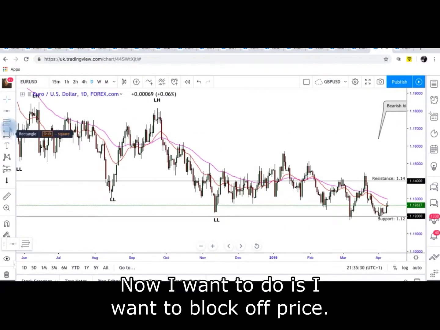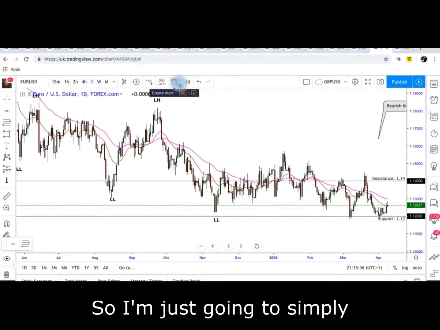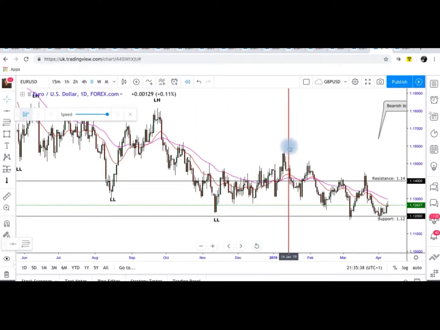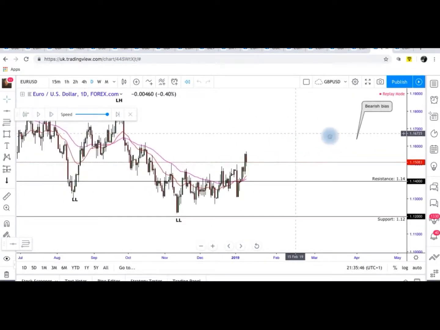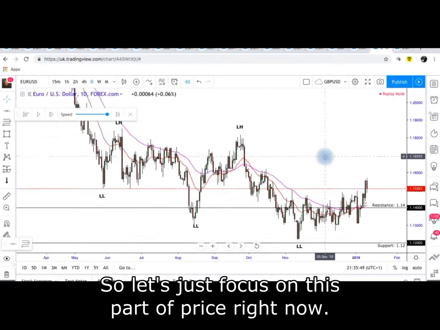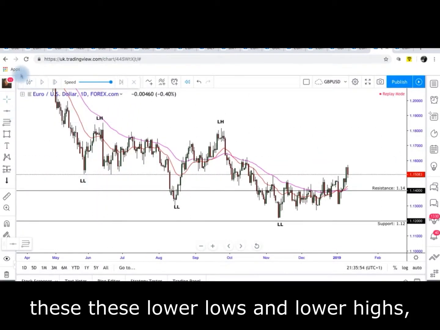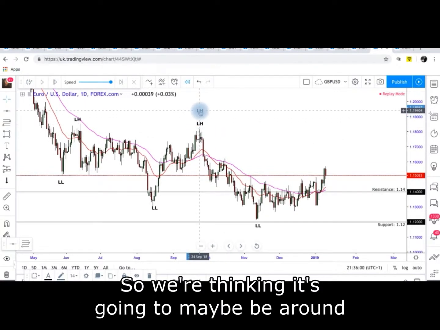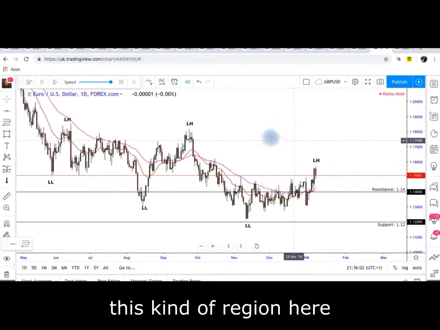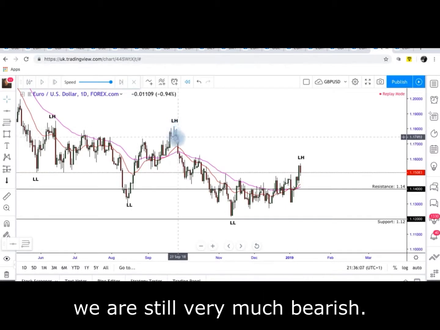Now, what I want to do is block off price so that we don't start getting tricked. So I'm just going to block off this. Okay? So let's just focus on this part of price right now. Because we know that we're creating these lower lows and these lower highs, we're now anticipating a new lower high. So we're thinking it's going to maybe be around this region here, because it has to be lower than this. So as long as price stays below this point, we are still very much bearish.